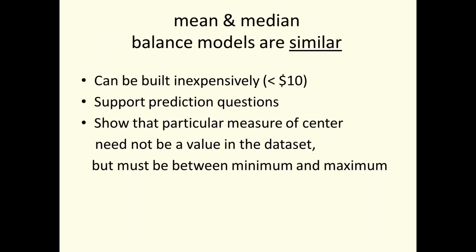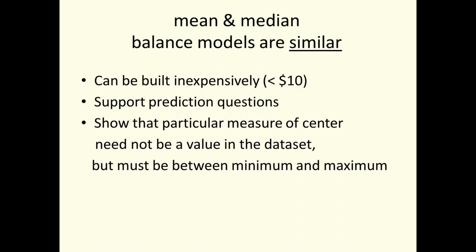Now, there are some similarities between the mean and median balance models. Both can be built very inexpensively. A stick on a fulcrum, you can do that inexpensively for the mean. They both support prediction questions like, what if we have an outlier now, that kind of thing. And they both show that a particular measure of center need not be a value in the data set, but always has to be somewhere between the minimum and the maximum.